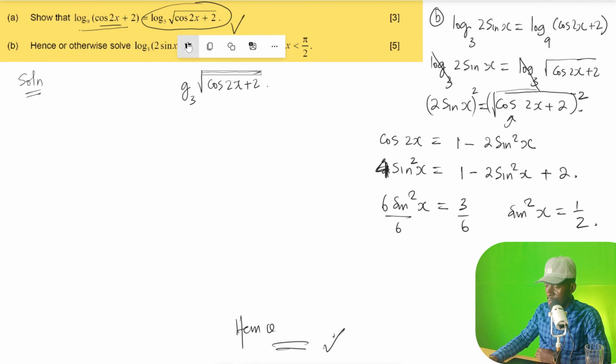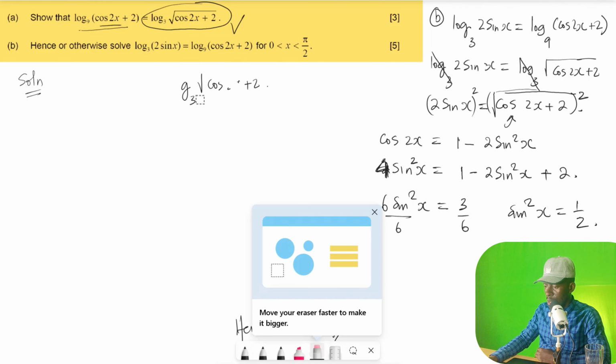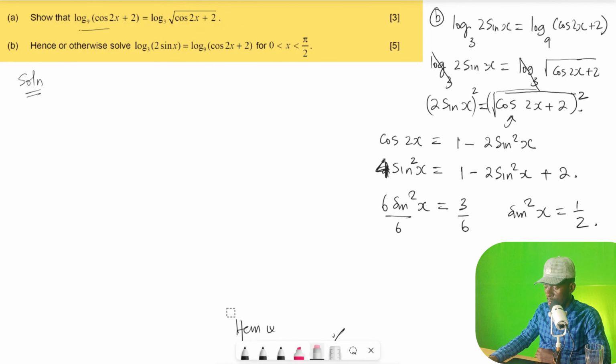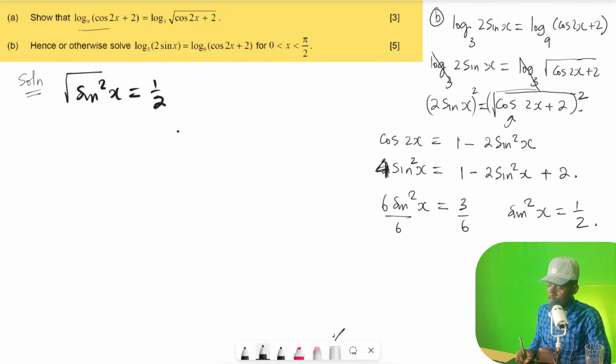Upon that reflection, let me erase this much to make my board clean. Now my board is clean. So what are we saying? We have sine square x equals half. Square root both sides, and we are getting sine x equals plus or minus root 2 by 2.